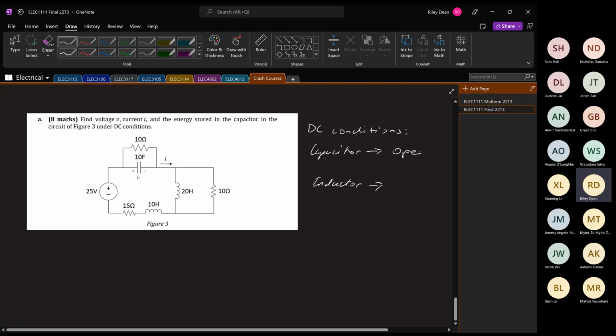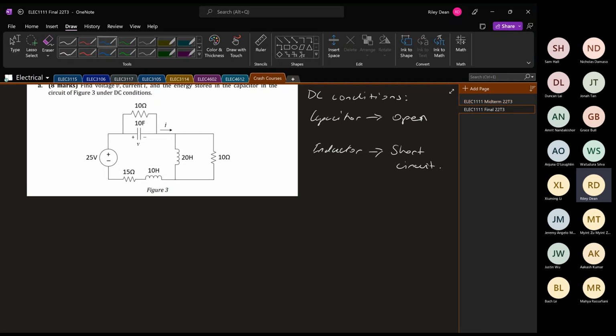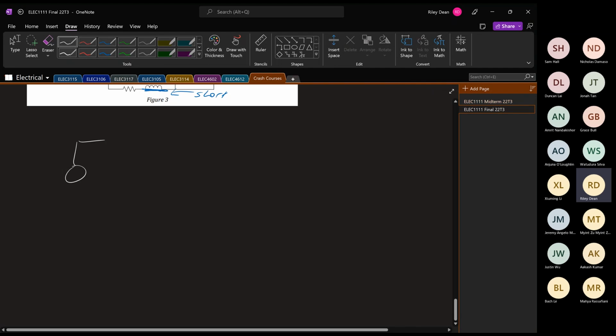Yes, so a capacitor is open. Alternatively, what is an inductor in DC conditions? Yes, so it's a short circuit. And we can use those two things to simplify this circuit greatly, because we can short out this inductor and that one, and we can open this. So that's a short, and that's an open. This allows us to get a circuit that looks something like this.